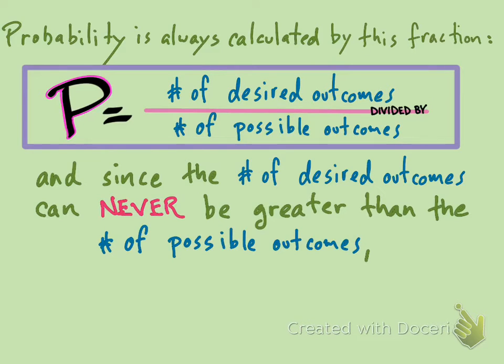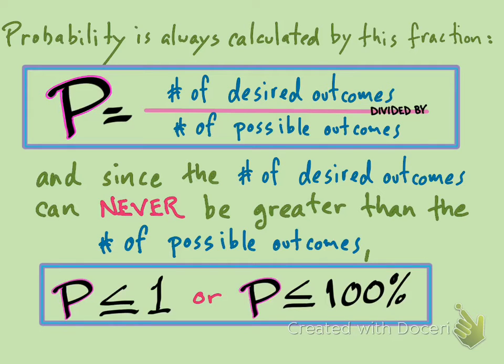Furthermore, since the number of desired outcomes can never be a number greater than the number of possible outcomes, that is, the numerator of this fraction can never be more than the denominator of this fraction, this means that probability is always some number between 0 and 1. Probability is a number less than or equal to 1, or maybe we might say 100%. So that's the limits of probability: between 0 and 100%.